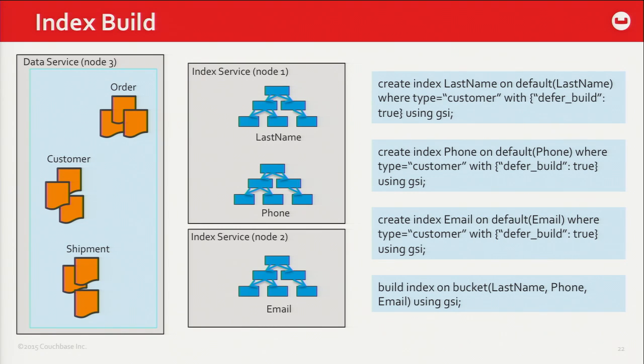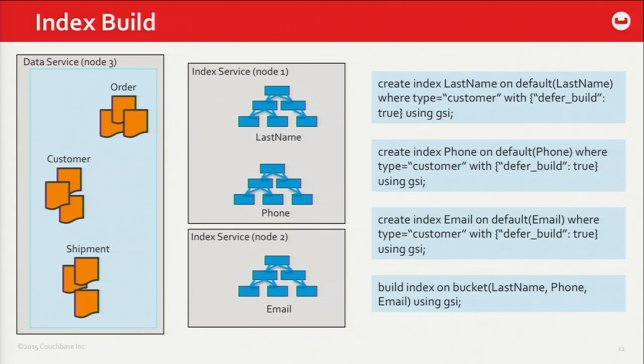Now I've covered create index. Now let's take a look at how we build the index. What I have here is a single data service, and 2 index services, node 1 and node 2. In my data service, I have 1 bucket, the blue rectangle. And in this bucket, I have 3 different types of documents: order, customer, and shipment. What I want to do now is build 3 different indexes on customer.